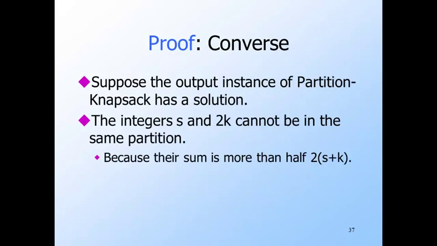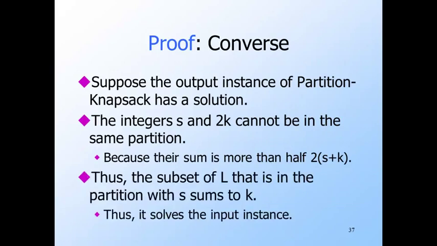We claim that the two integers S and 2K cannot be in the same partition because their sum is S plus 2K, and that's more than half the sum of all the integers in the output instance, which recall is 2S plus 2K. Now, if the output instance of partition knapsack has a solution, then the subset of L that is in the same partition as the integer S must sum to S plus K. That's half the total. That means the subset of L sums to exactly K.